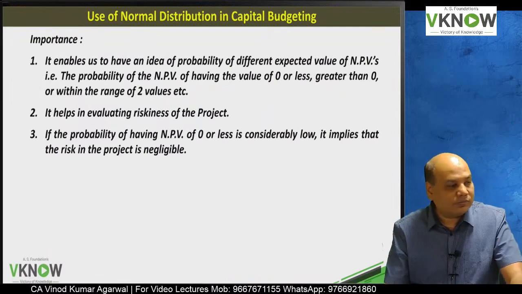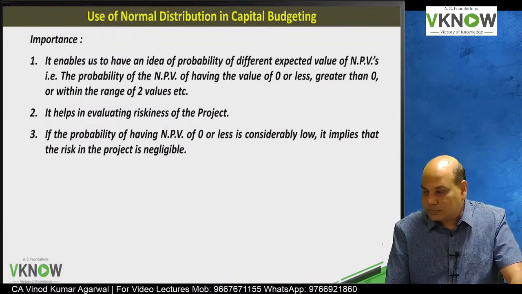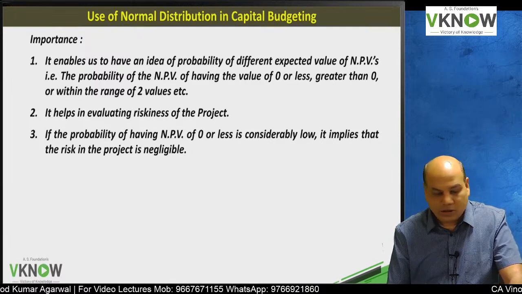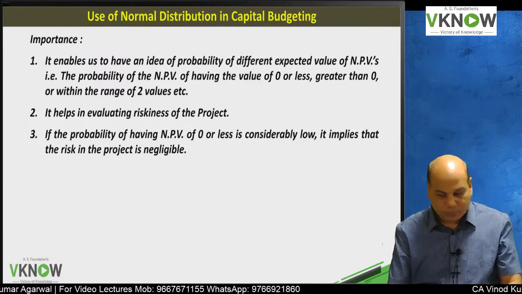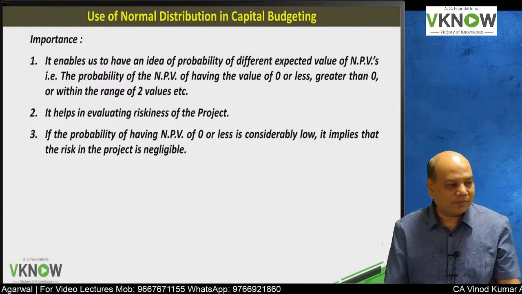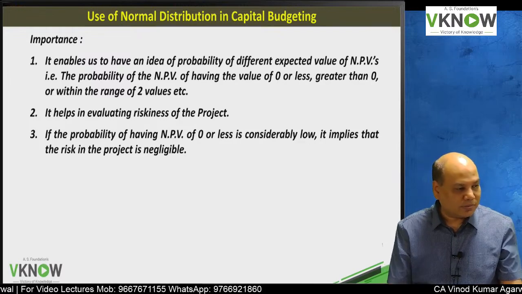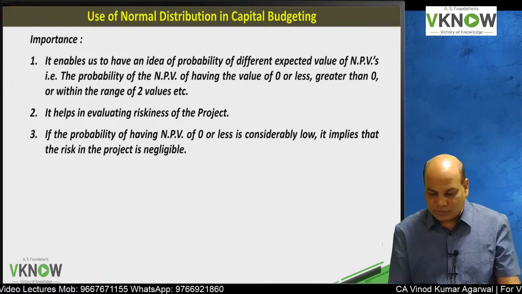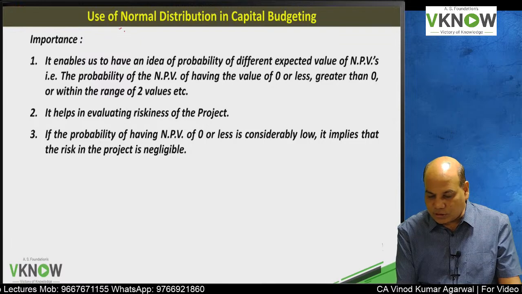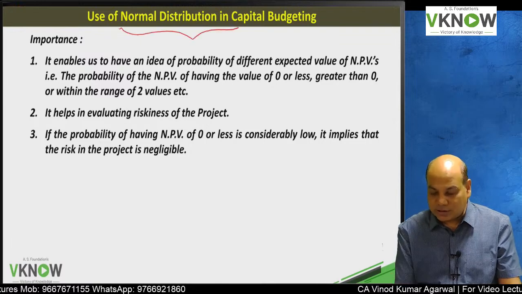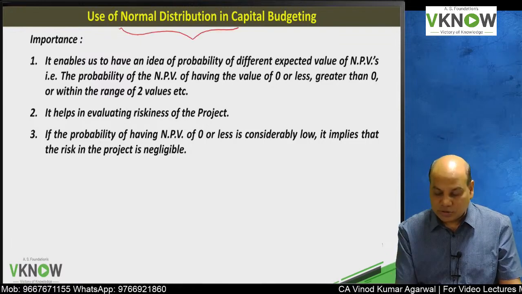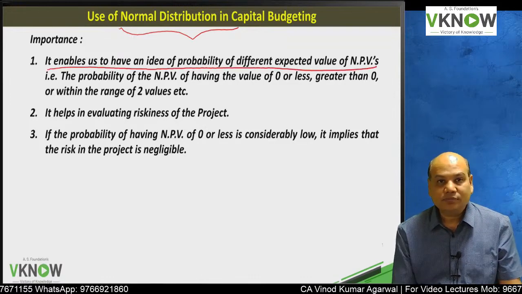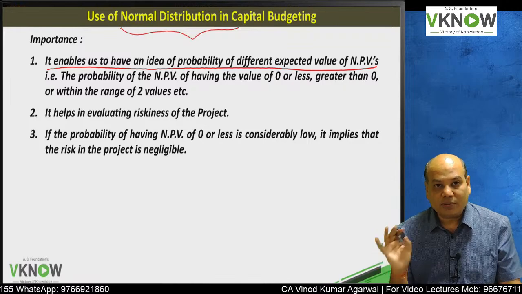Next paragraph now, up to this we have covered. Next paragraph now, use of normal distribution in capital budgeting. Why are we learning something? We are learning something for some purpose. So the use of normal distribution in capital budgeting is that using this normal distribution we can calculate the probabilities of different possible NPVs.